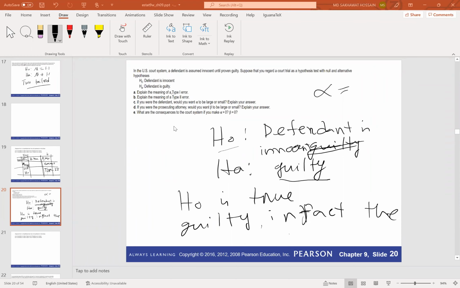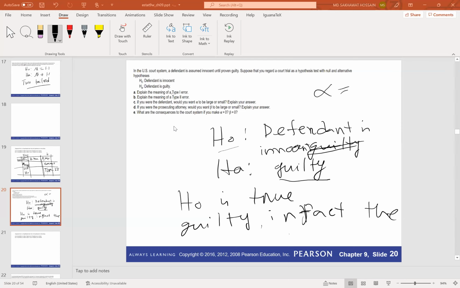Okay, so in part B, explain the meaning of a type 2 error. So yeah, we explained. So in this case, even if you consider a large alpha, yes, it's a problem, but it will not actually harm anyone that much. But it is also a problem. But still, if you consider it a little large, that's okay.